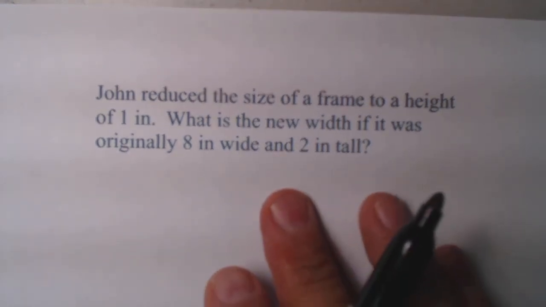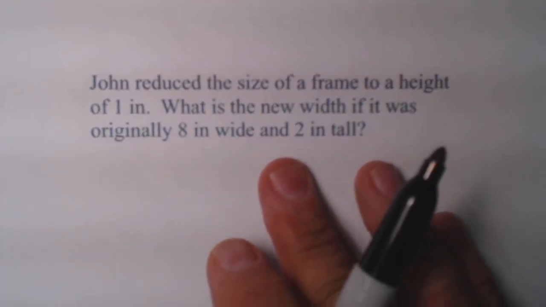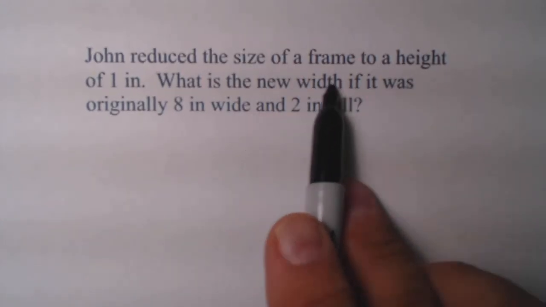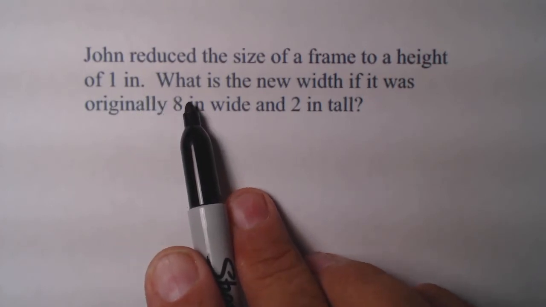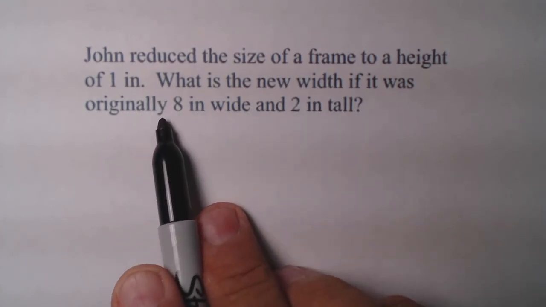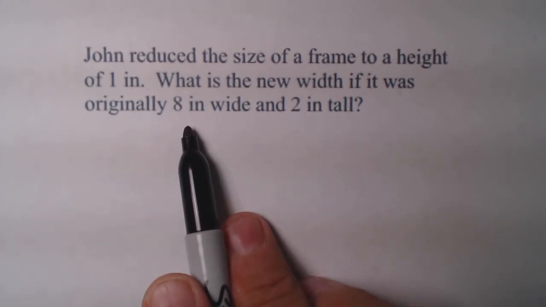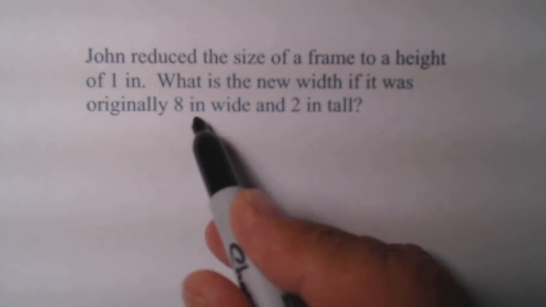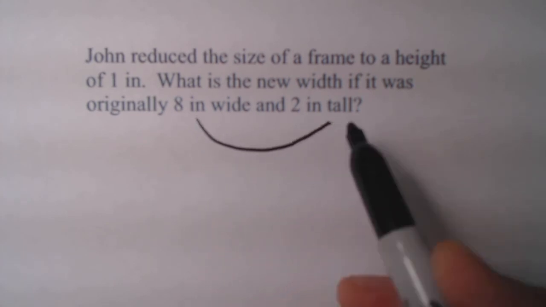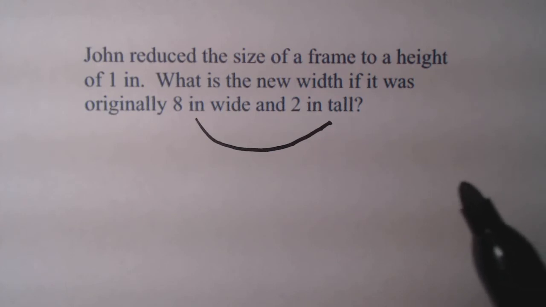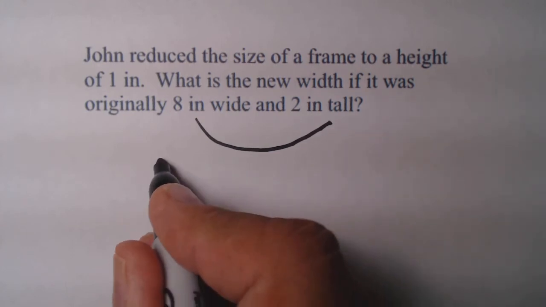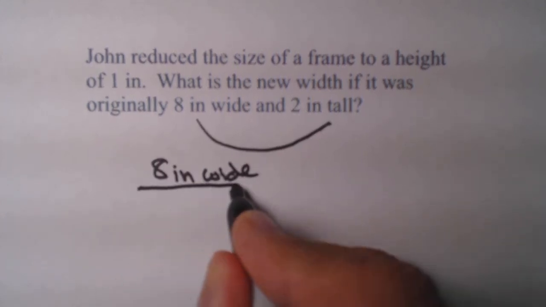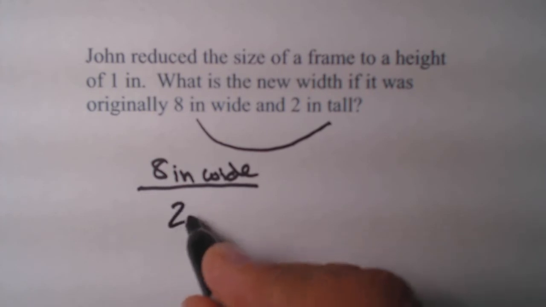Here's another example coming up right here. Okay, let's read through this one. John reduced the size of a frame to a height of 1 inch. What is the new width if it was originally 8 inches wide and 2 inches tall? Okay, well, these are the two things we know about the frame and one of its conditions here, what it originally was. So I can say it's 8 inches wide divided by 2 inches tall.